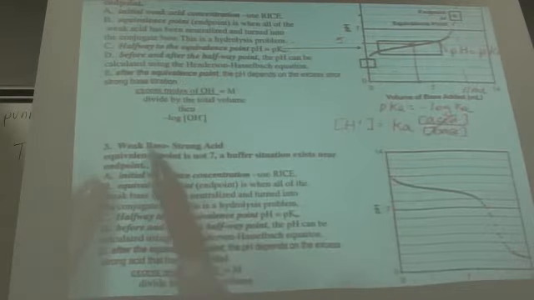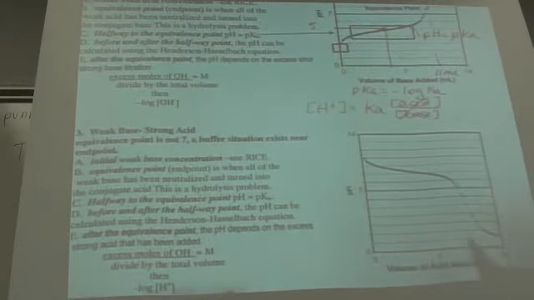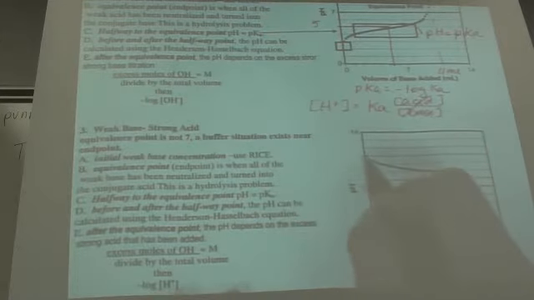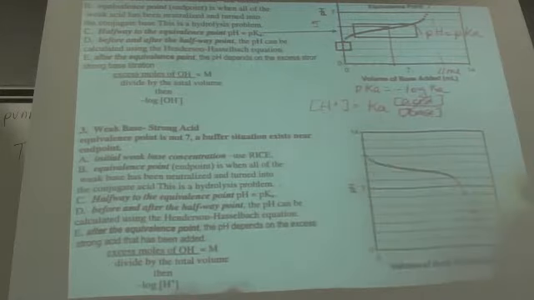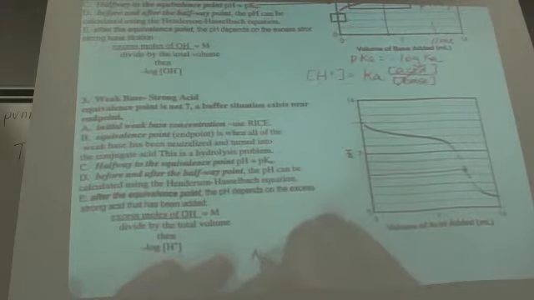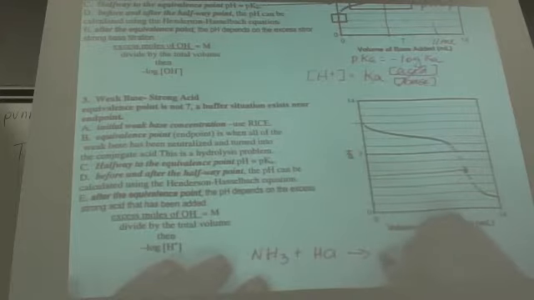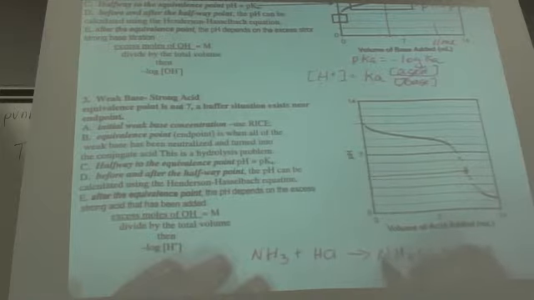Now, the weak base strong acid is really the same thing, only it's the reverse mirror image of this. The pH is less than 14. It's a weak base. You still have an equivalence point. This time, the equivalence point will be less than 7. Why? Because your weak base is being titrated with a strong acid, forming a salt and water. This salt is acidic.